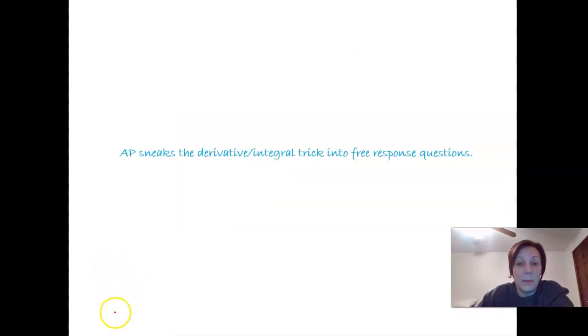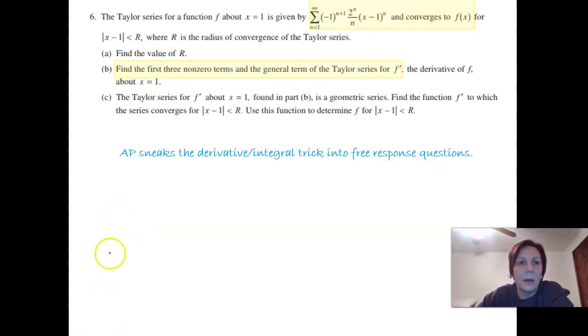Okay, so I just want to show you a couple ways that AP sneaks the derivative and the integral in here. You'll notice in this top one, it says the Taylor series for a function. We'll talk about Taylor series next.